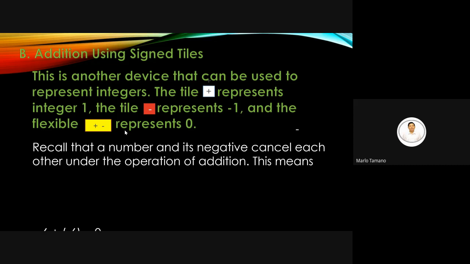This means 6 plus negative 6 is equal to 0. They are opposites, positive 6 plus negative 6. So the answer is 0. Another, we have 10 plus negative 10, opposites again. That is equal to 0. Negative 112 plus 112 is equal to 0.